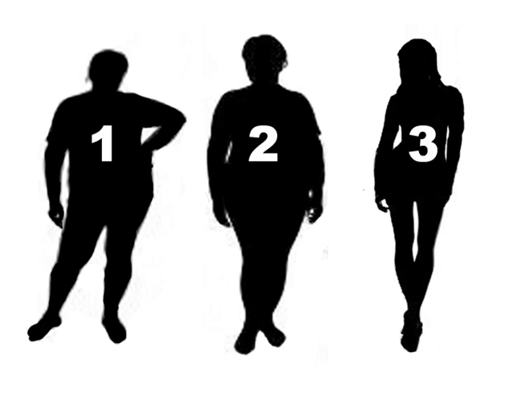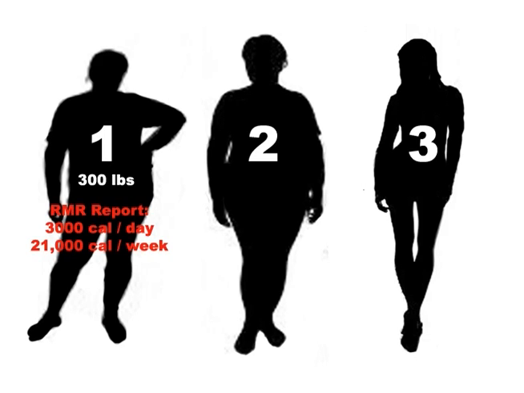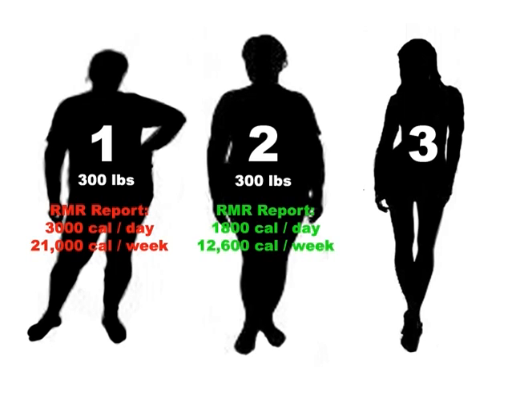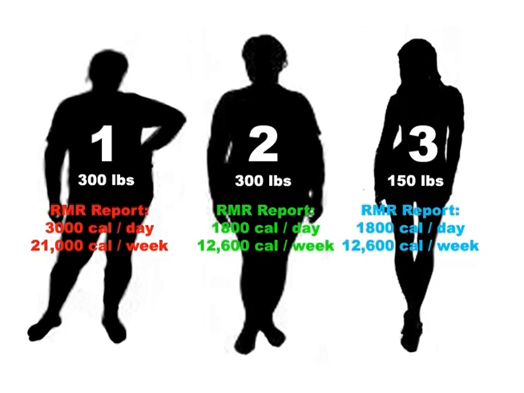The first example is a female patient weighing 300 pounds. The RMR report shows that this patient uses 3,000 calories per day or 21,000 calories per week. The second example is a female patient weighing 300 pounds. The RMR report shows that this person uses 1,800 calories a day or 12,600 calories per week. The third example is a female patient weighing 150 pounds. Her RMR report shows that she uses 1,800 calories per day or 12,600 calories per week.